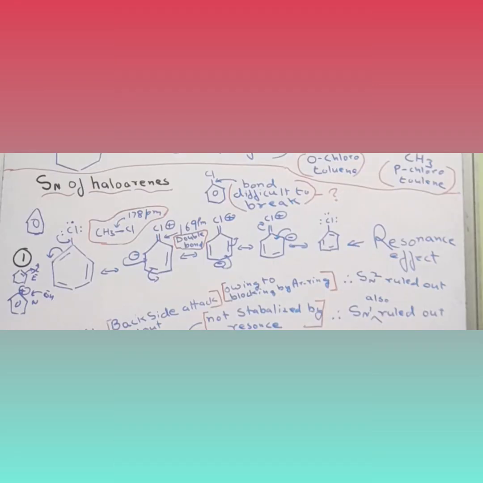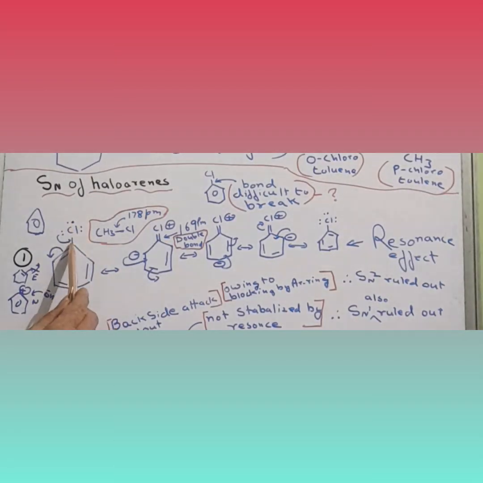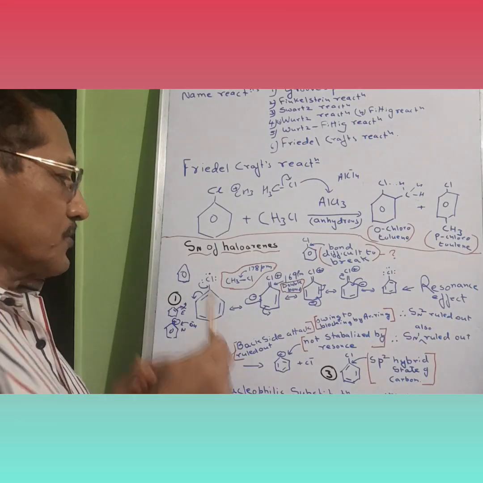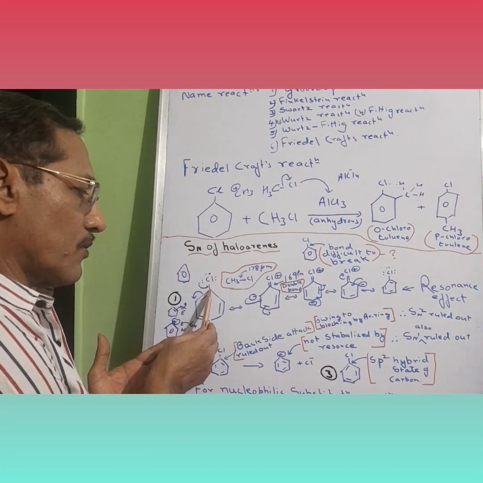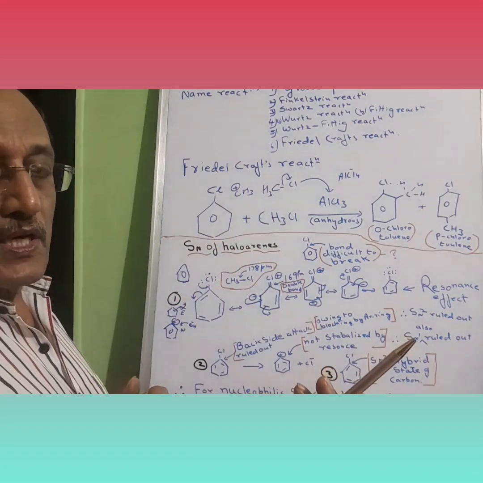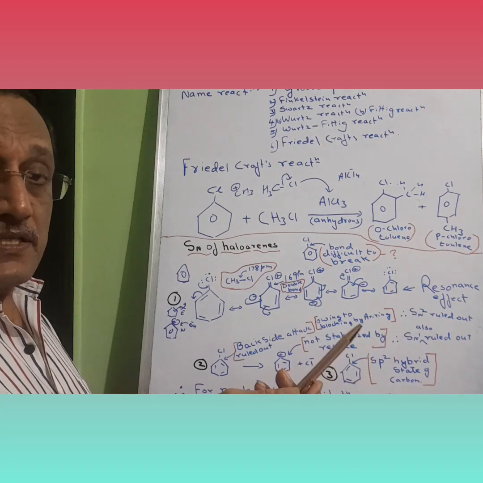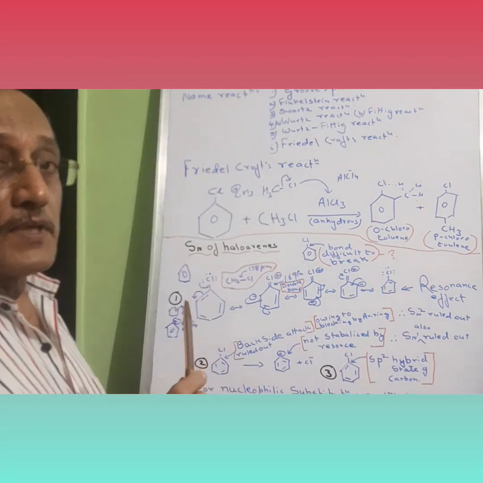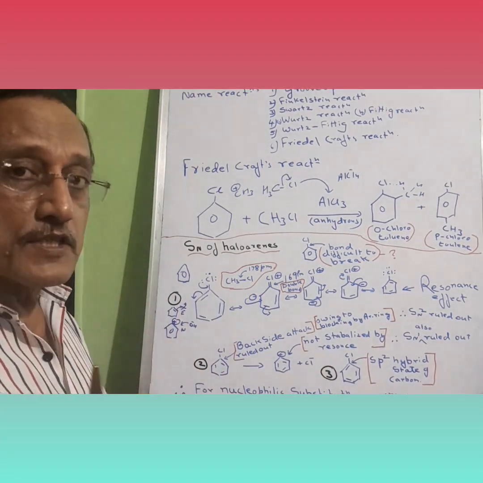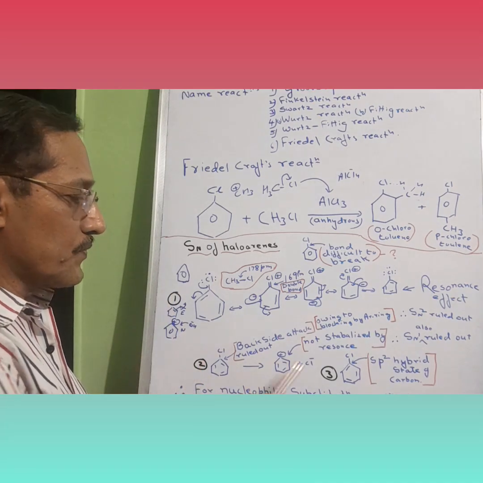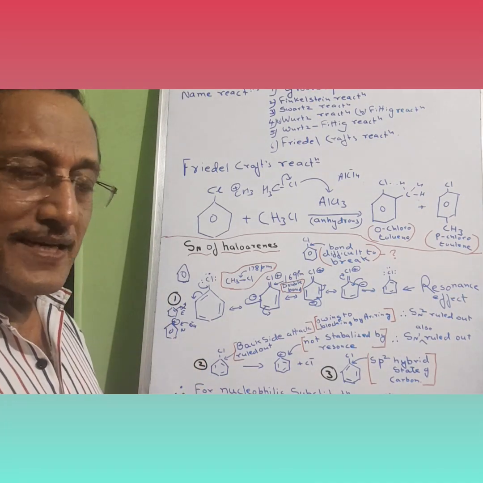So we need to generate carbocation over here. Alright, so if we need to generate carbocation over here, then this Cl has to come out as Cl minus. Alright, is it feasible? It is not feasible, owing to 1, 2, 3 reasons that I'm going to explain right now.